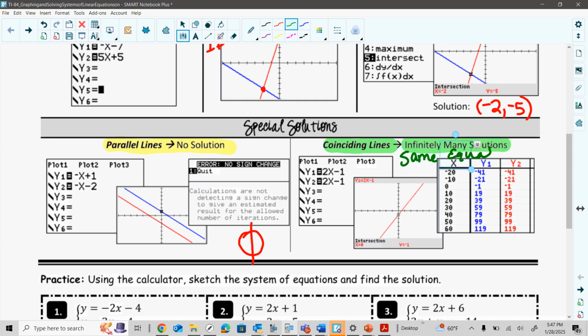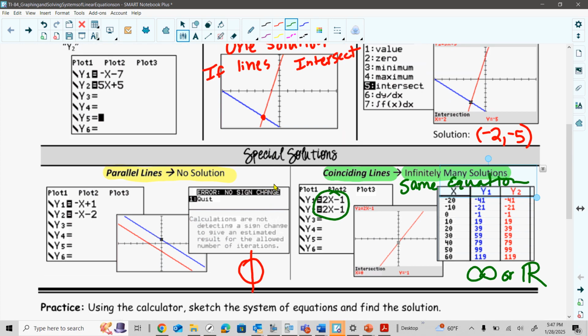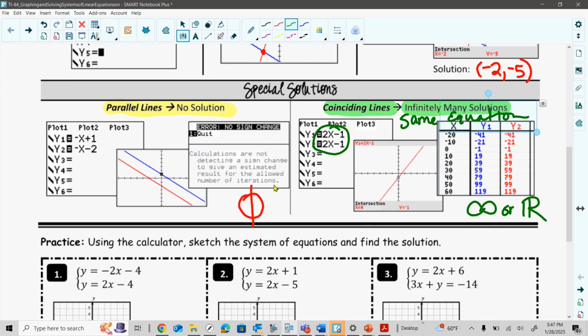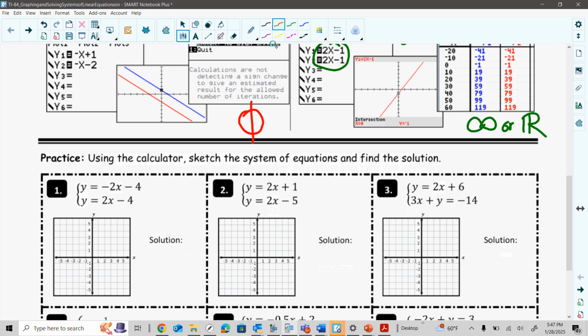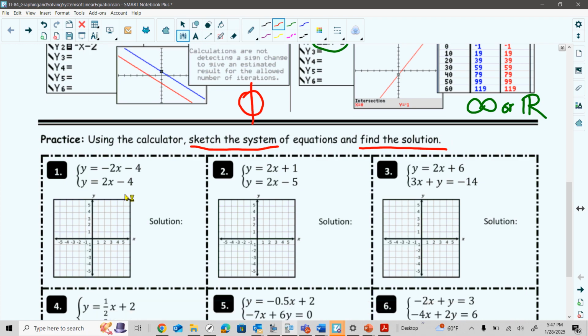Sorry, I ran out of time. If you have the same equation, and you look and those are exactly the same, then we can put infinite, or you can put all real numbers, which is that symbol there, okay? So now that I have these steps here for you, I want you to use these steps and your graphing calculator to sketch the system and find the solution. So there's two things we're doing: we're just sketching the line and finding the solution.